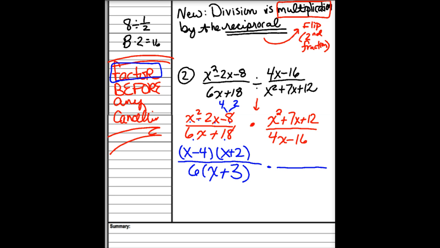On the top left, right, can I pull anything out? No. Can I unfoil it? Anything multiplied to equal 12 that also adds up to 7? 6 and 2? No, that'd give me an 8 in the middle. 12 and 1? No. 3 and 4? Yes. And everything's positive.